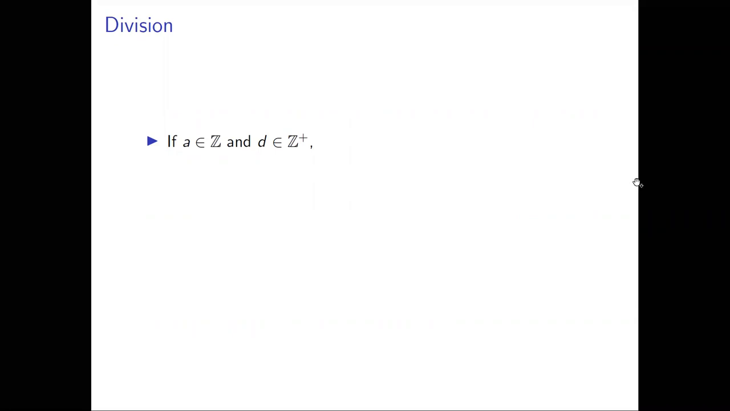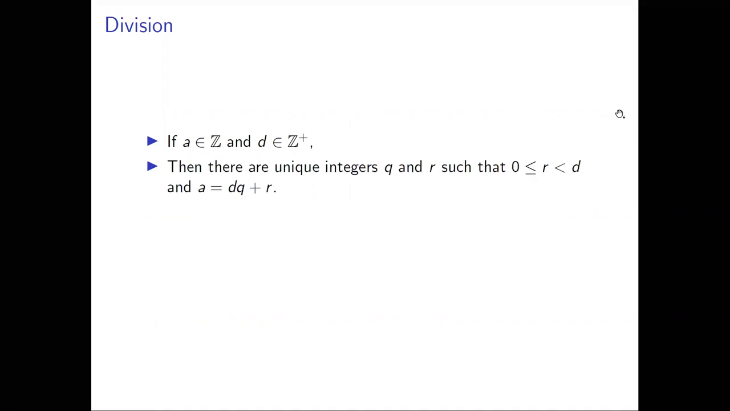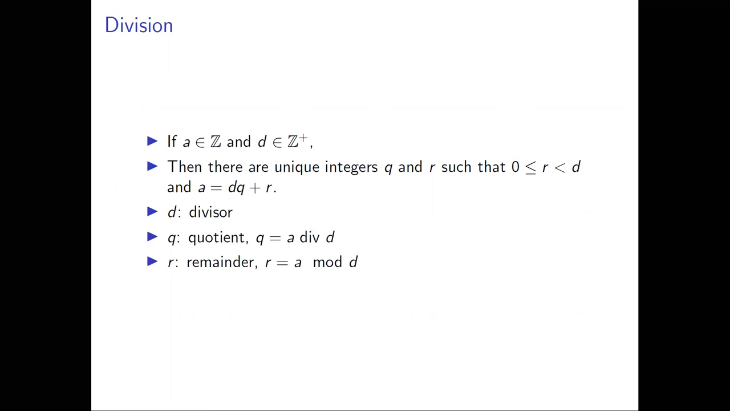So if we have an integer a and a positive integer d, then there are unique integers q and r, such that r is between 0 and d, but not equal to d, and a equals d times q plus r. And you've probably seen these integers before, back in elementary school. The q is called the quotient. The r is called the remainder. So the three integers we have here are d. D is our divisor. Q is a divided by d without the remainder. And r, our remainder, we can write that as a mod d. And mod here, this is the mod that we are going to do arithmetic on.